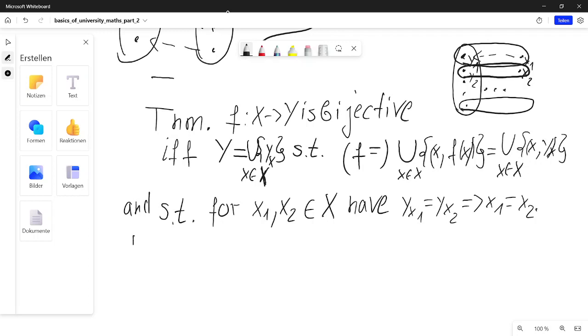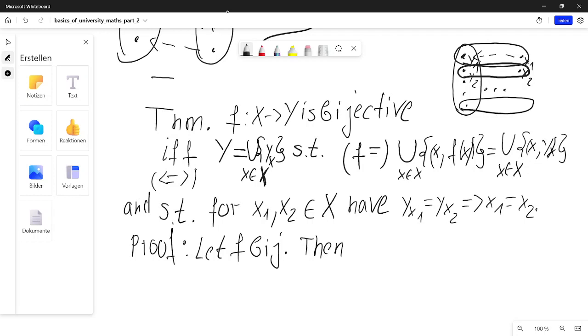Okay, proof. So let f be bijective. We have to prove that, right? We prove both implications. Let f be bijective, and f is surjective. X, Y.